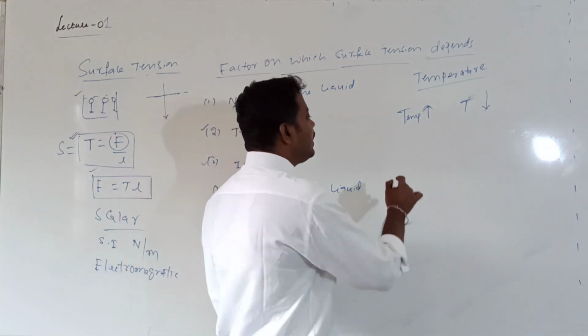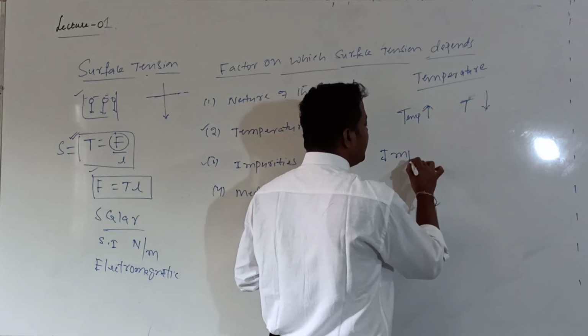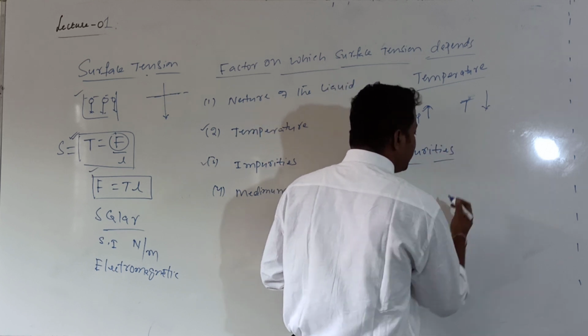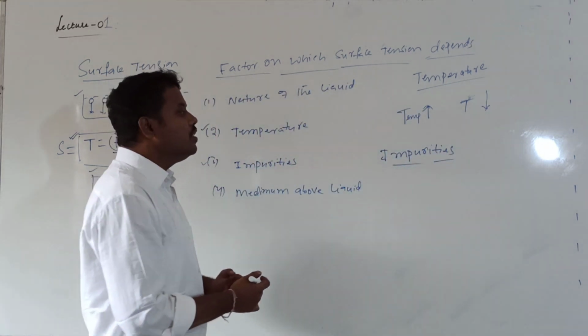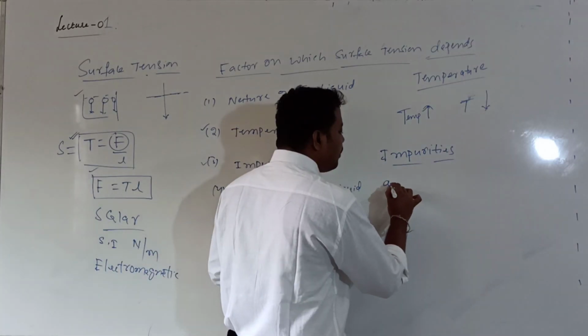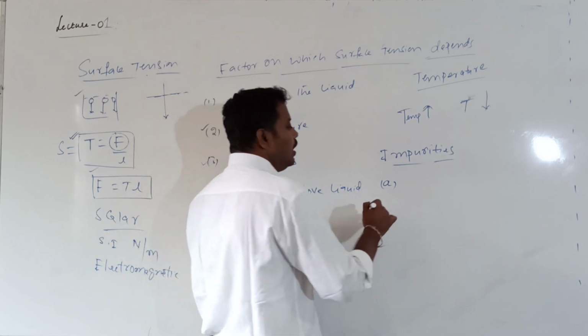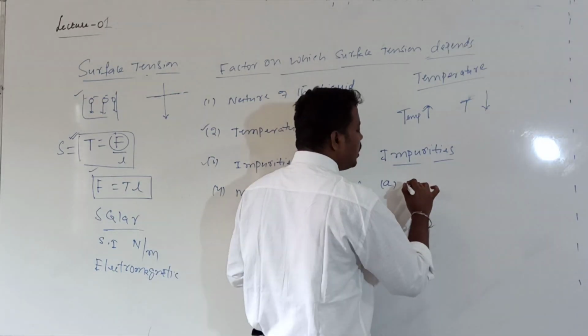So what is the second factor I told you? Impurities. Because of adding impurities also, we can change the surface tension. Okay now? Adding impurities is of two types: one is soluble impurities, the other is non-soluble impurities.